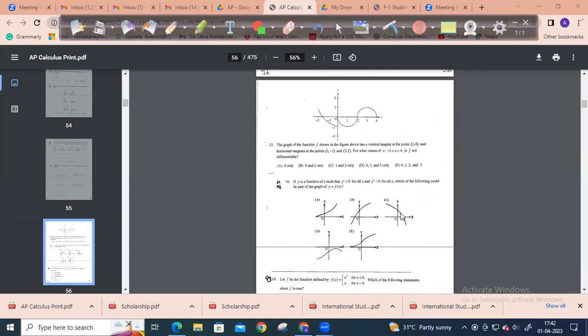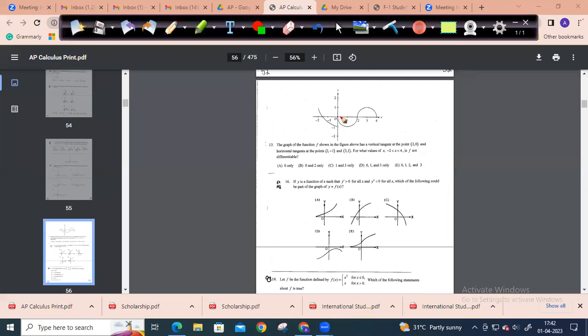Now the graph of f is shown in the figure, and there are horizontal tangents at the points 1 and -1. For what values is f not differentiable? So he's asking where the function is not differentiable. So the direct question is asking where the given function is not differentiable. One point which is very clear is 0, because the function is not continuous. So since the function is not continuous, differentiability is meaningless.